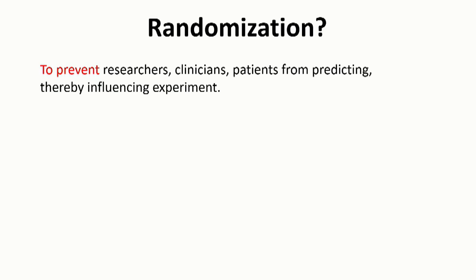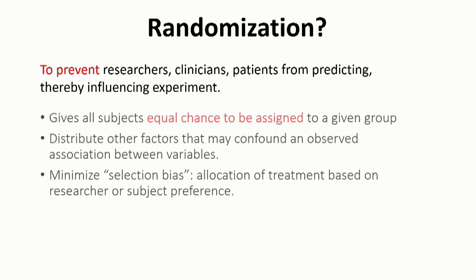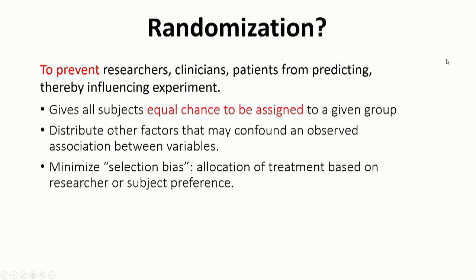Randomization is to prevent the researcher, you, the clinician and the patient from predicting the outcome, thereby influencing the experiment. Let me give you more detail. Randomization is like you toss a coin for participants, or you do a sequential randomization. So the participants and researchers don't know which group the participants are going to go through. And this helps give all the participants an equal chance to be assigned to a given group.